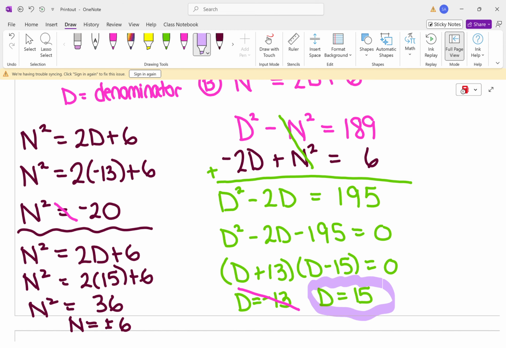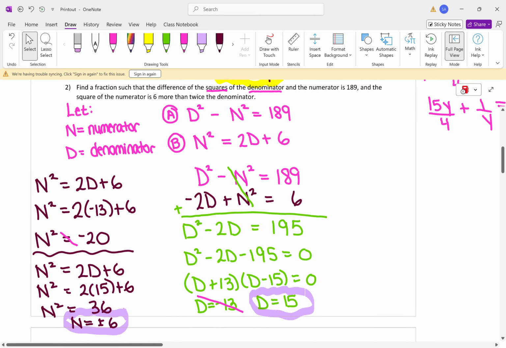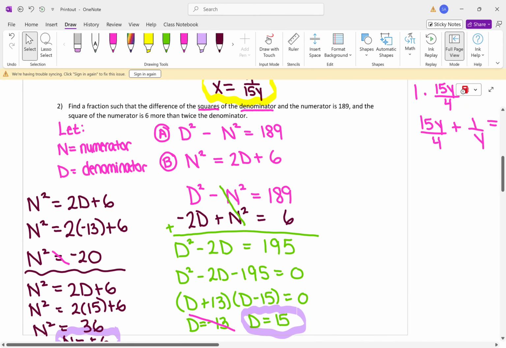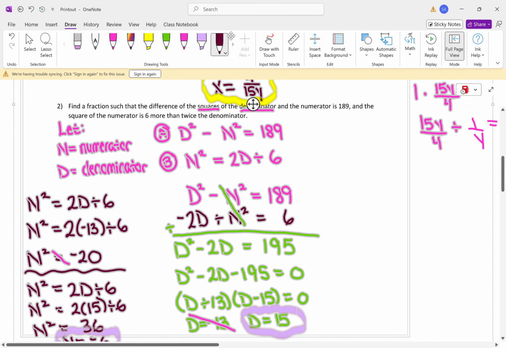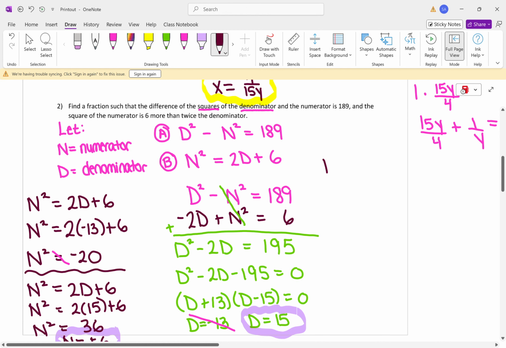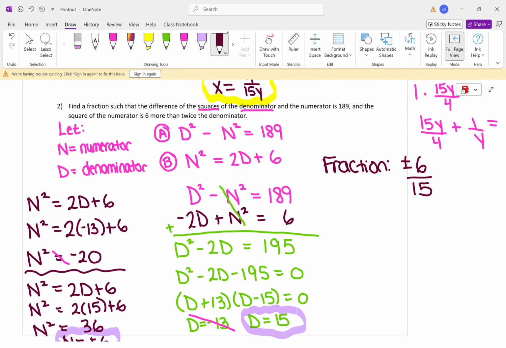So now I have the d, and I have the n, and I'm going to go back and see what we were asked for. Find a fraction. Okay, so what is the fraction we're dealing with? The fraction is going to be the numerator, which is plus minus 6 over the denominator. And what can we do with that fraction? Simplify it. You can.